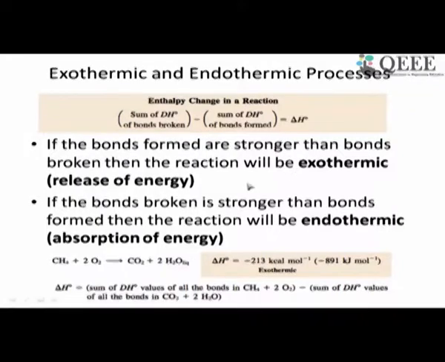Here we'll see that if the bonds formed are stronger than the bonds broken, then the reaction will be exothermic, which means there will be a lot of release of energy. If you take a molecule which has weaker bonds, and you get a product with stronger bonds, your energy level of the system goes down. Stronger bonds mean more energy will be released during formation. So this kind of process we call an exothermic process, in which there is a large release of energy. If the bonds broken are stronger than the bonds formed, then the reaction will be endothermic.